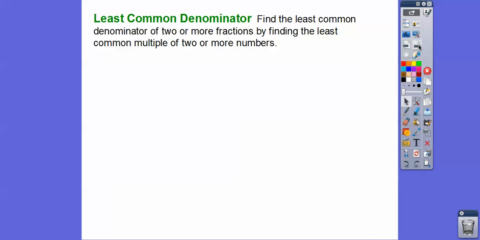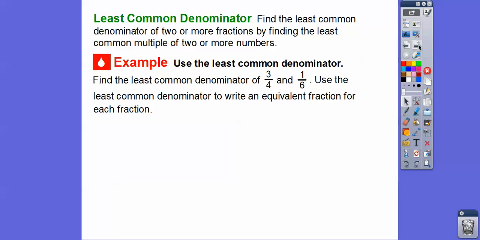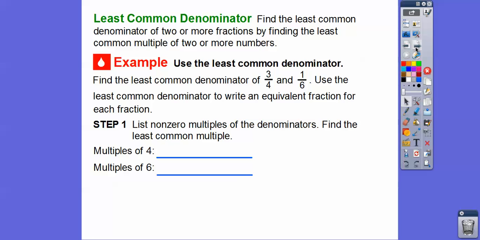Okay. So find the least common denominator of 2 or more fractions by finding the least common multiple of 2 or more numbers here. So here we go. We're going to use the least common denominator. So find the least common denominator of 3/4 and 1/6. And once we do that, we're going to use the least common denominator to write equivalent fractions for 3/4 and 1/6 right there. Okay, so step 1, let's list the multiples of the denominators and find the least common multiple.